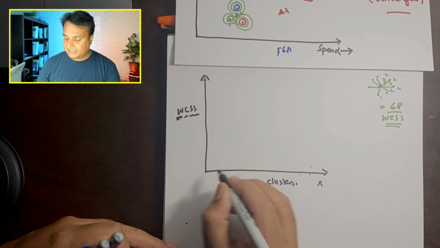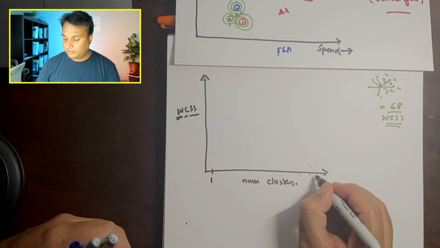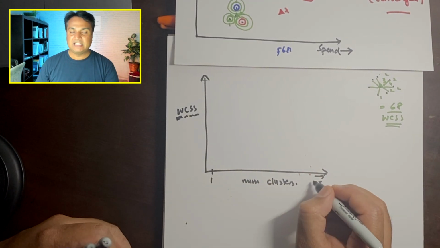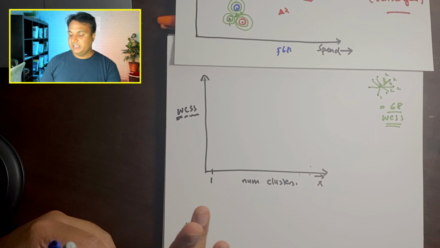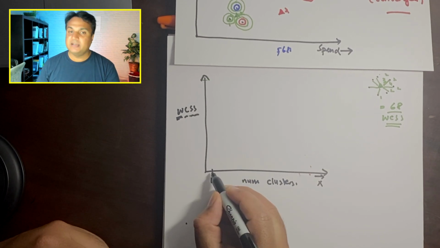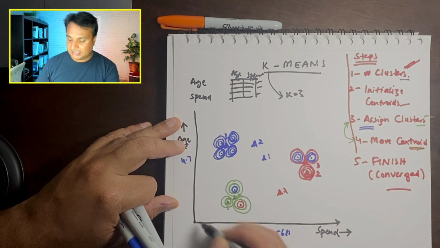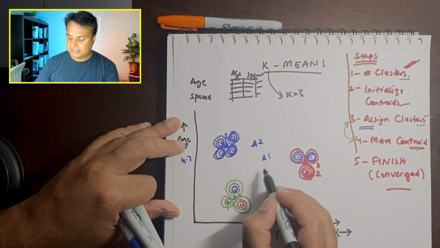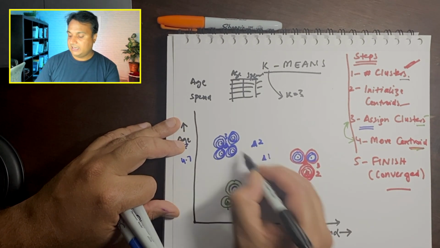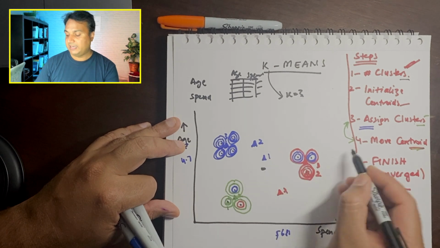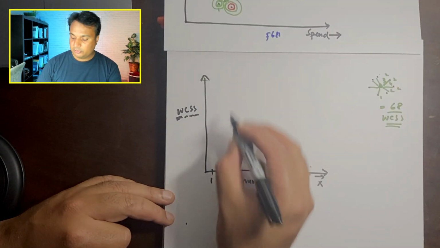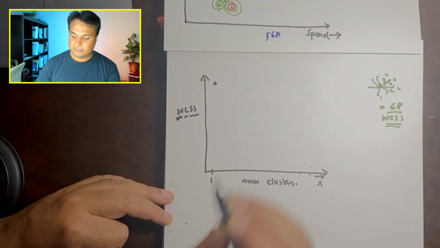On the x-axis we have the number of clusters, starting from 1 all the way to the maximum clusters we can build. What we would see is that when we just have one cluster, going back to this example, if all of this is under one cluster, the centroid would be somewhere here, and then the distance from each point would be very high. So our WCSS would be a very large number, let's say somewhere like this.